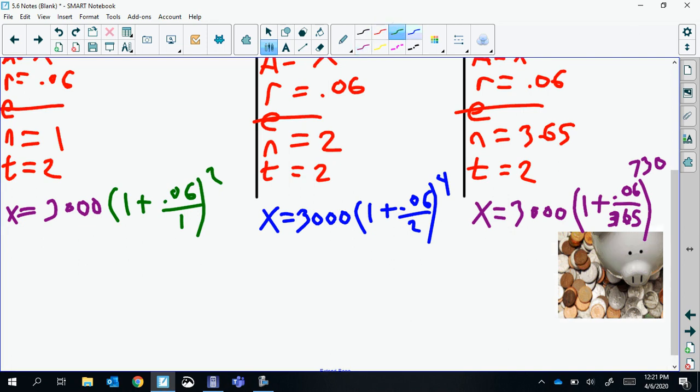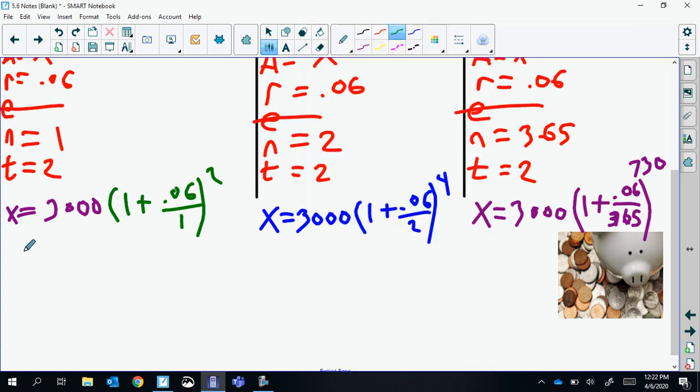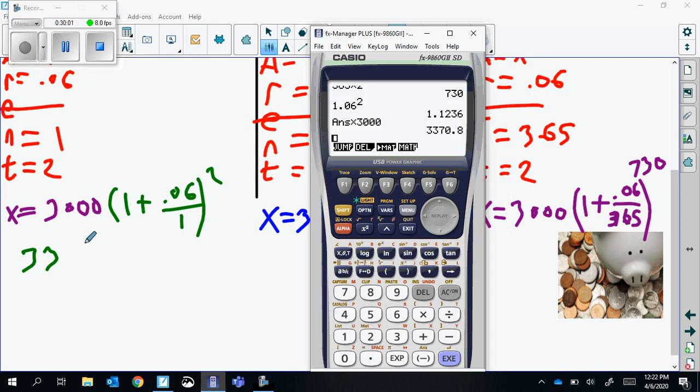All right, so we need to solve each of these out. Calculator time, start with the parentheses, then exponents, and last multiply. So 1.06, when we do the parentheses, to the second power, and now multiply by 3,000. $3,370.